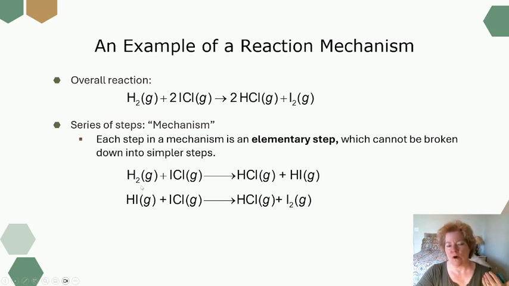So it turns out a mechanism could be hydrogen first reacts with 1 molecule of ICl, so that's only 2 particles, and then it forms an HCl, and the other product is HI, and then that HI goes on and reacts with the second molecule of ICl and makes another HCl plus I2. So overall, we see that this HI would be made but then used up, so it goes away. Overall I used H2 and 2 ICl's, and I end up with 2 HCl's and I2. So this could be a possibility of how this overall reaction occurs.